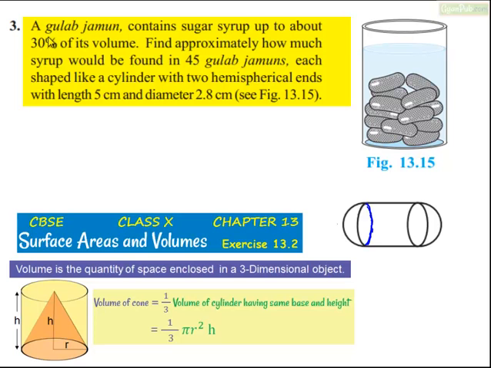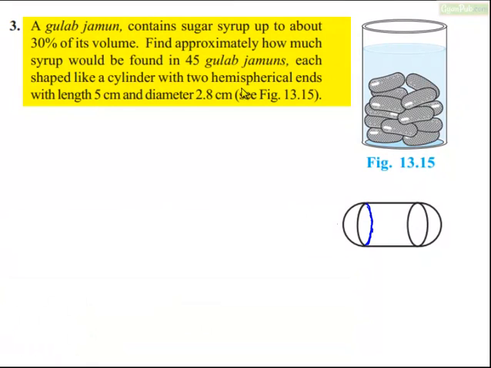Now moving on to the third question. A gulab jamun contains sugar syrup up to about 30% of its volume. Find approximately how much syrup would be found in 45 gulab jamuns, each shaped like a cylinder with two hemispherical ends, with a length of 5 centimeters and a diameter of 2.8 centimeters.